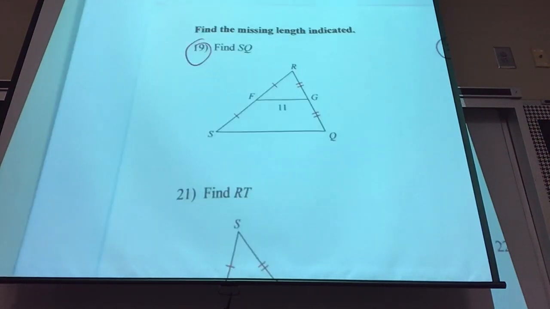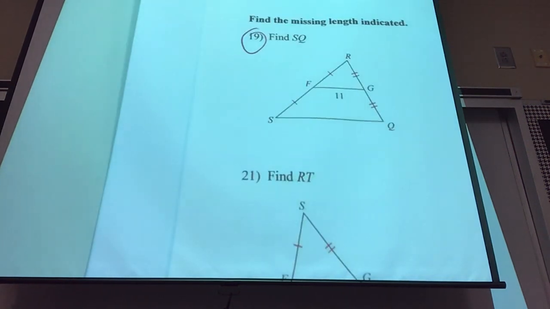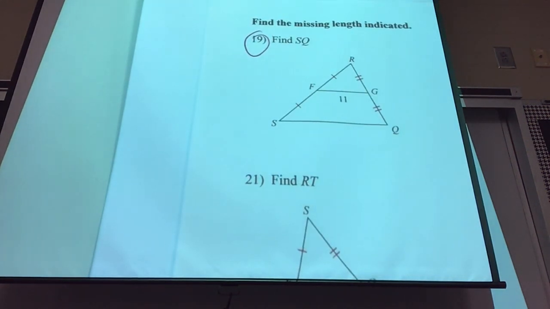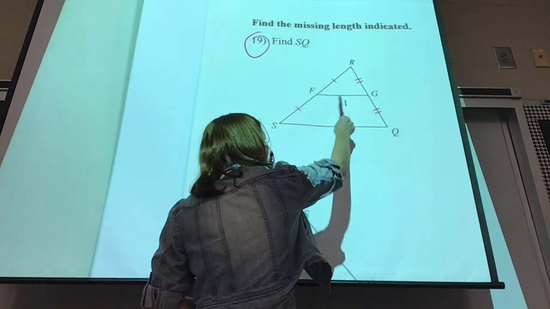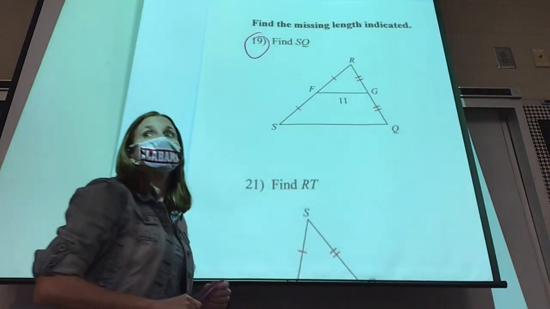So here on this first one, you've got triangle QRS. You've got your mid-segment, and they are telling you that the mid-segment is 11. So if the mid-segment is 11, what is SQ going to be? The mid-segment is half of the base. The mid-segment's here. What is SQ going to be?